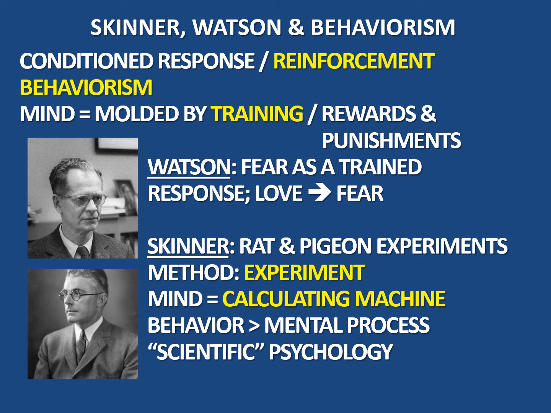Now, the key method here was an experiment. The typical way that a behaviorist would go is that you would have individuals in different environments, so different rewards and punishments, and they would see if their behavior changed in response to a reward or a punishment in their environment. So they basically saw the mind as a calculating machine that would try to avoid pain and increase pleasure, making that calculation and deciding how to respond to its environment. As I said before, they thought behavior was much more important than understanding the mental process.